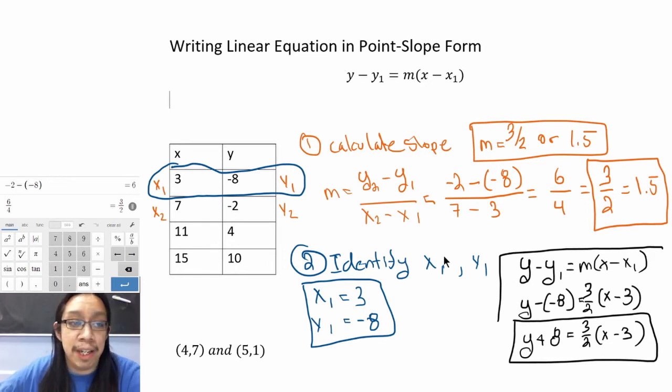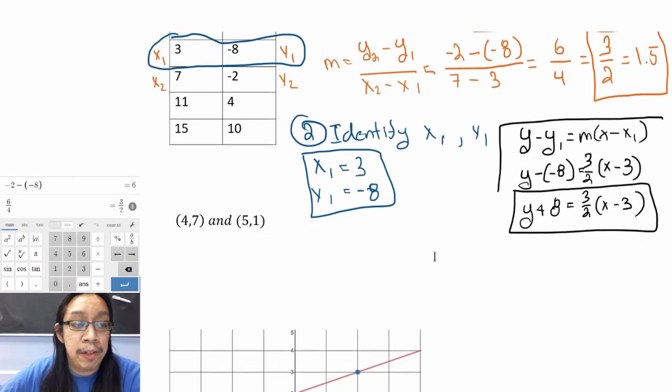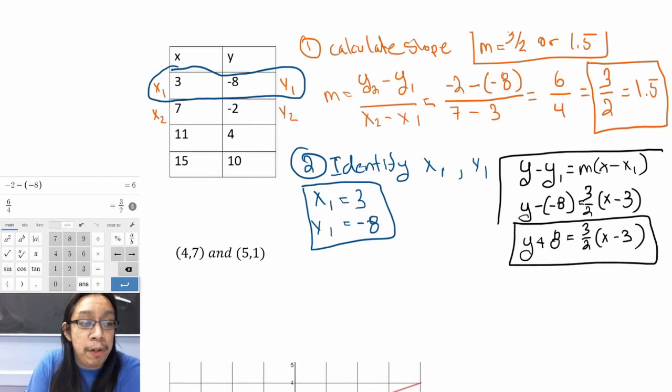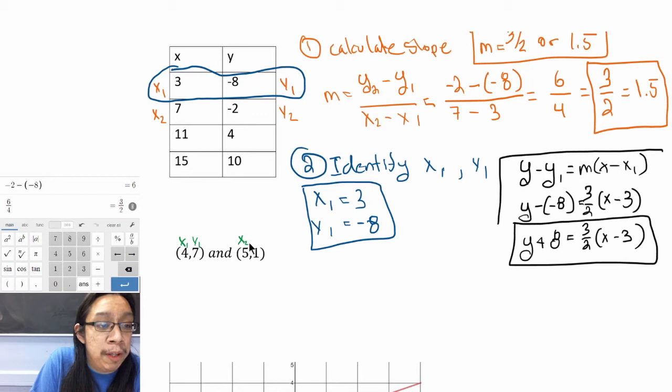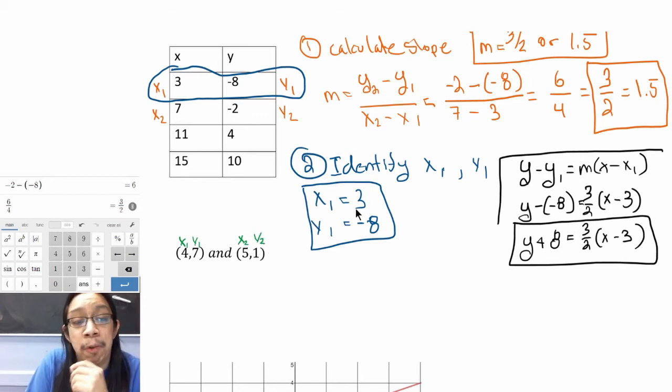So let's go ahead and check that out. So look at this next example here. You have 4, 7 and 5, 1. So step 1 is let's go ahead and calculate the slope here. Again, I always recommend that you try to label the points that you're trying to work with because it's going to become really clutch whenever you are trying to identify x1 and y1.